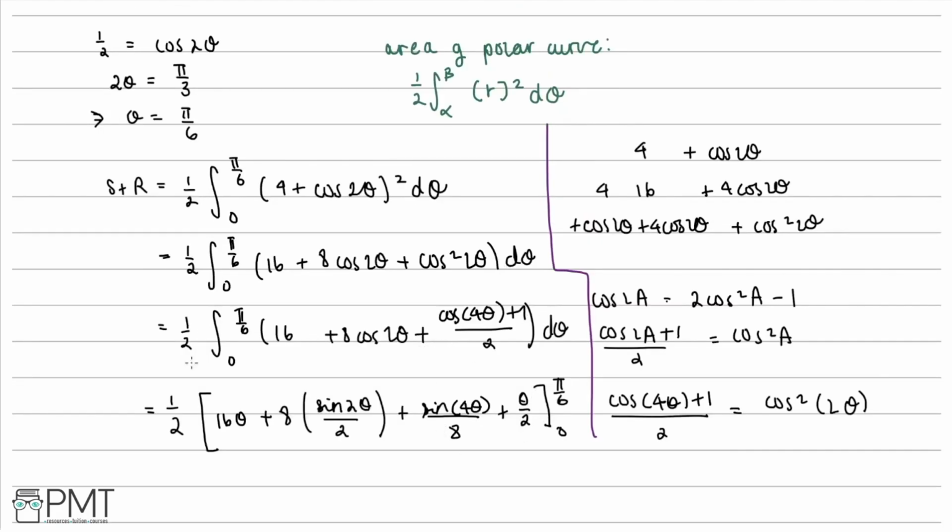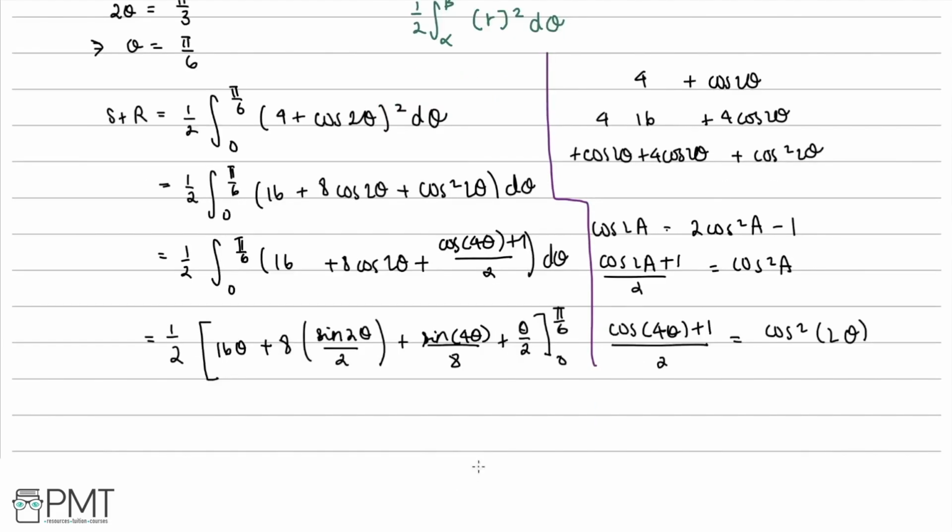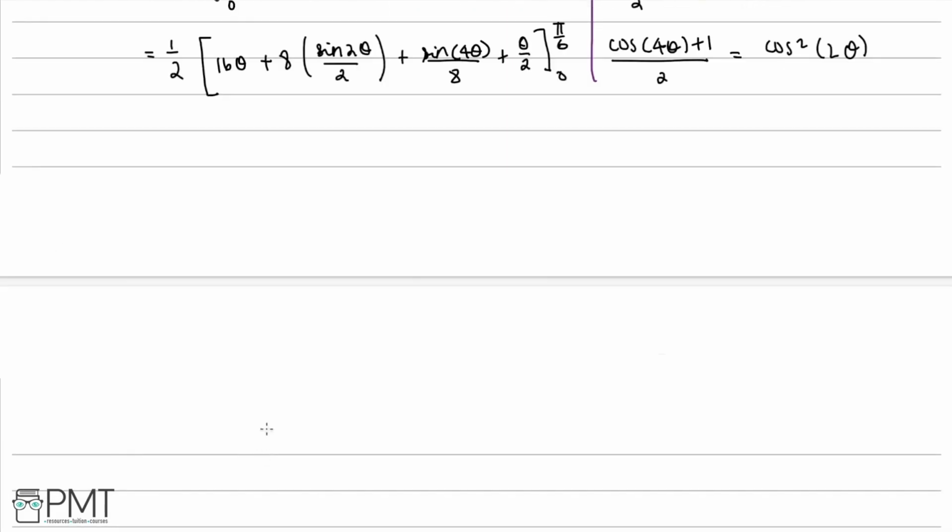So now let's simplify this expression by plugging in our values of 0 and pi over 6. So let's plug in our pi over 6 first. So we have a half times, well, 16 times pi over 6 will be 16 pi over 6, plus 8 times, well, sine 2 times pi over 6 will be sine of pi over 3. And sine of pi over 3 will be root 3 over 2. And thus root 3 over 2 all over 2 will be root 3 over 4.